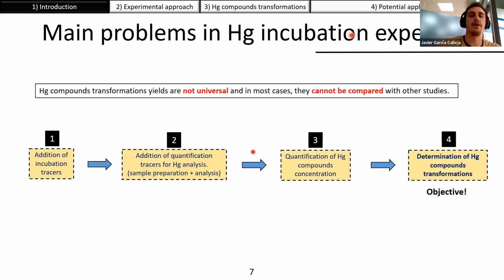So based on that, we are going to see the main problems in mercury incubation experiments. The main problem is that the mercury compound transformation yields are not universal, and in most cases, they cannot be compared with other studies. Here we have the first step, where we add the incubation tracers. After this process, we add the quantification tracers for mercury analysis, and in this step is where you use isotope dilution analysis, the analytical methodologies, to quantify the mercury compounds' concentration, and then we can determine the mercury compounds' transformations. But why?